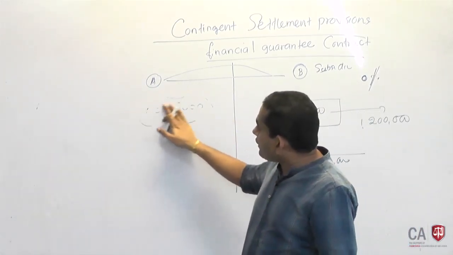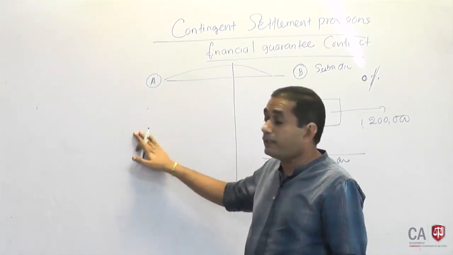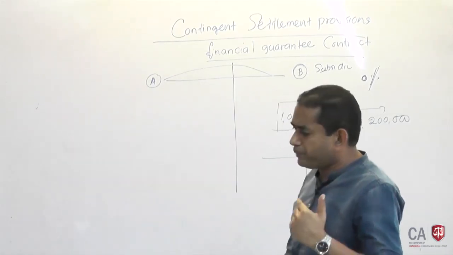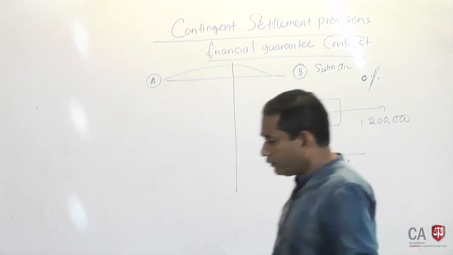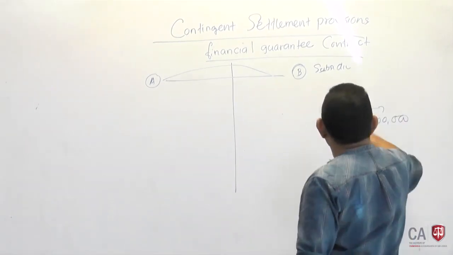But A has to recognize financial guarantee as a liability, and that is what you need to understand well. That is what you need to impress yourself about. Now, you need to settle your minds well to accept this.